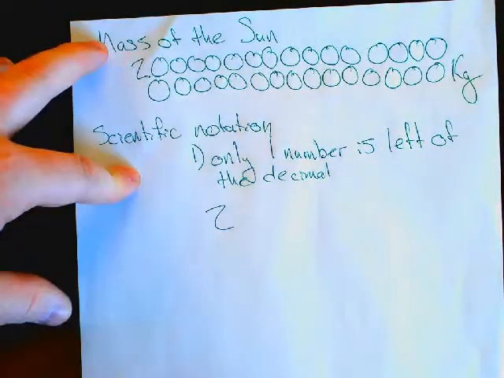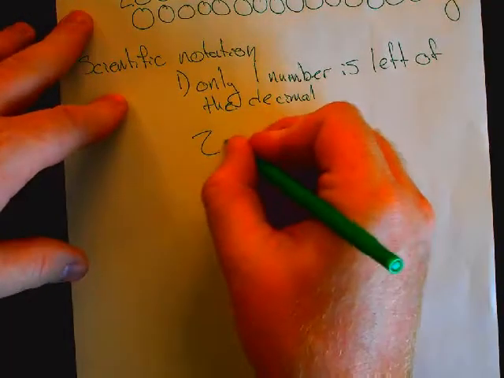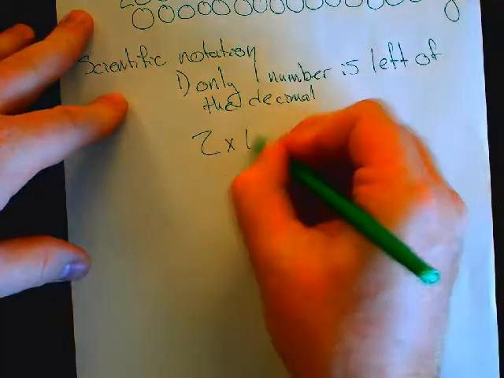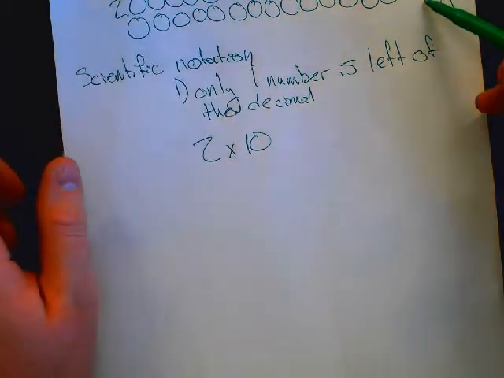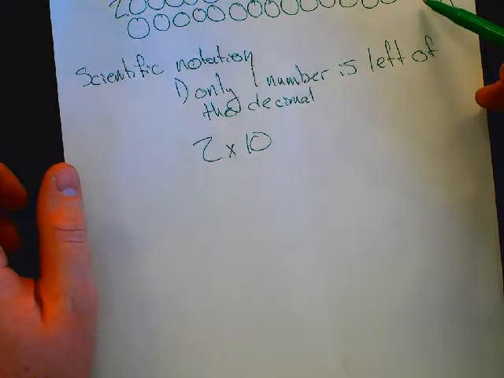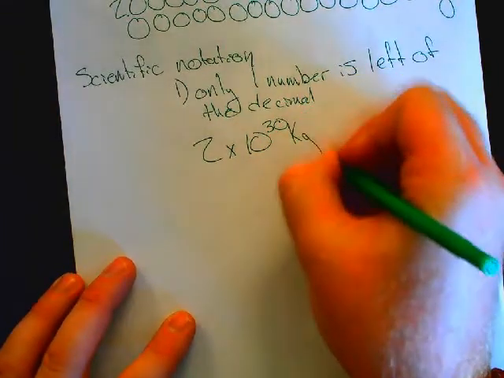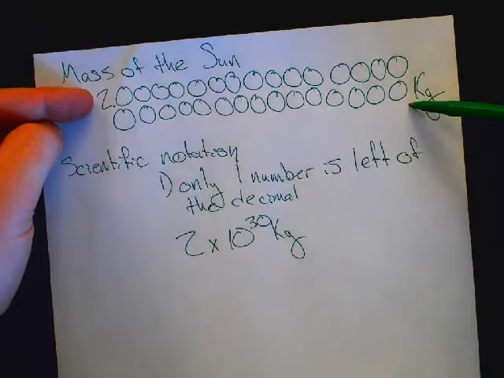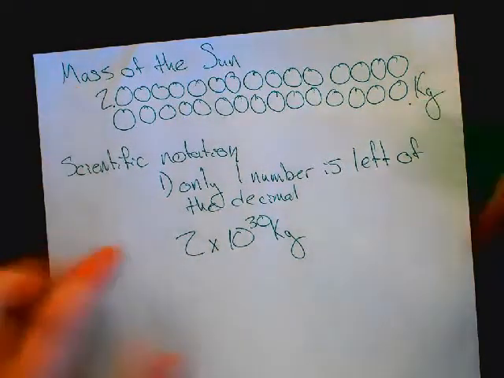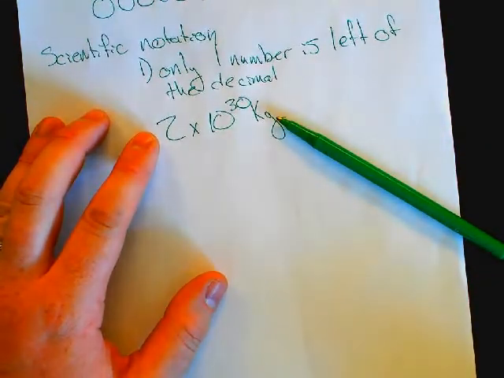2. And she said it was the product of a number between 1 and 10 and a power of 10. So times 10, and then I just have to count how many spots I moved the decimal. Anybody know how many spots I moved the decimal? 30. Yep. 30 kilograms. So I could write this in longhand decimal form, awful, or I could write the same number this way, 2 times 10 to the 30th kilograms.